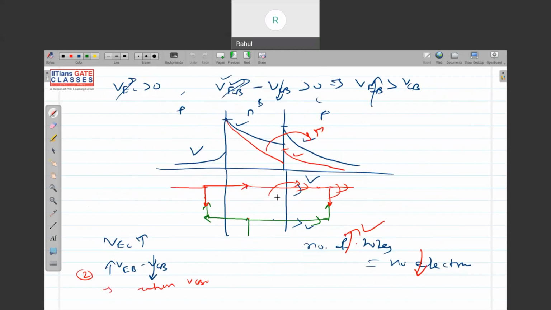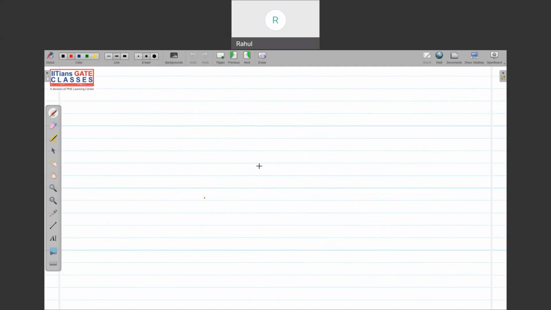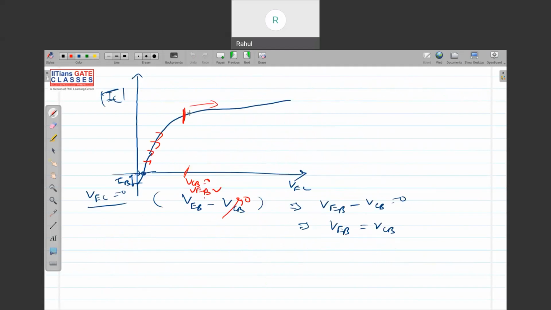What is happening? Since the slope is increasing, if I increase more, the junction will be coming like this, and the slope is increasing. Since the slope of the carrier profile is increasing, because the base width is shrinking, there will be a slight rise in current when VCB is negative. This is nothing but base width modulation, which we already explained. So the current will go on increasing.